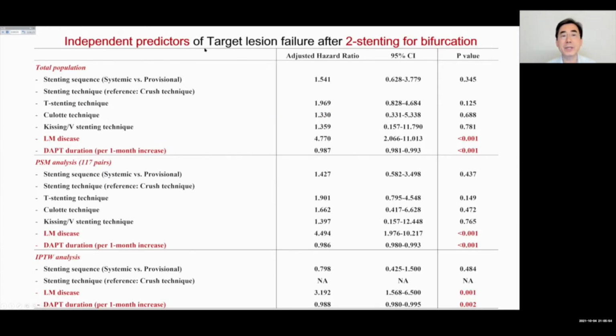Here are the independent predictors of TLF after 2-stent technique for bifurcation lesions in the total population, the propensity matched population, and the IPTW analysis population. Consistently, left main and short DAPT are risk factors. When we increase DAPT duration per 1 month, we can protect against TLF.